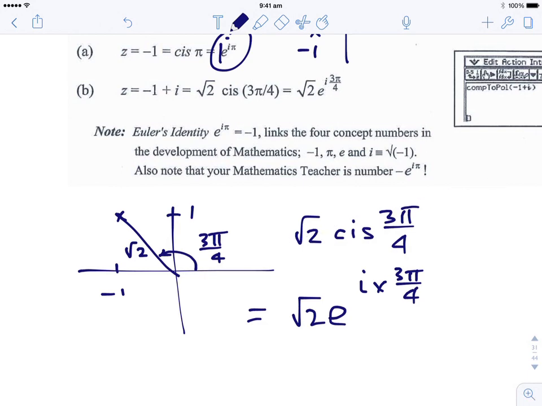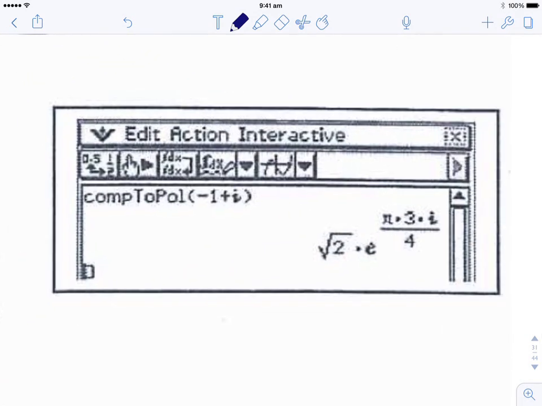You can see that on our calculators we can also do this using the comp to pole function. So comp to pole of -1 plus i gives you the answer in the form that we want it. A little bit different the way it gives the exponent, but that is i times 3 pi over 4 there.